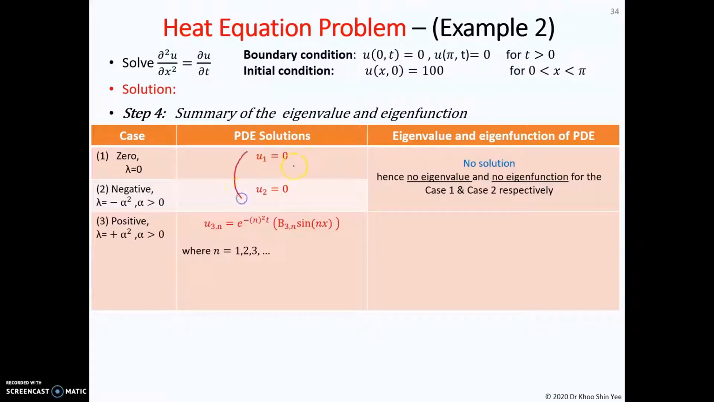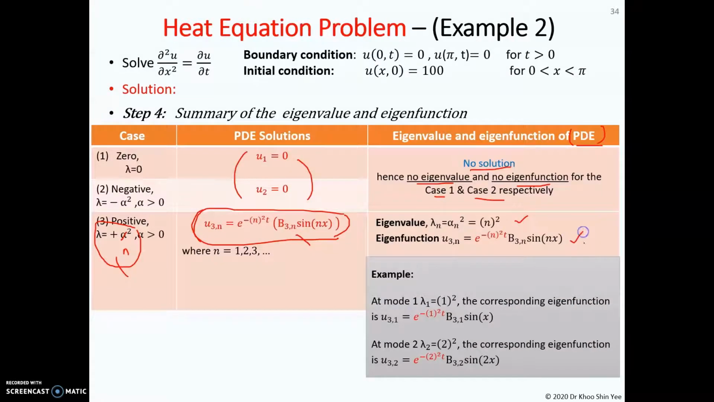Since you obtain the PDE solution equal to 0 for these two cases, therefore there is no solution in case 1 and case 2. No solution for the PDE means there is no eigenfunction and therefore there is no eigenvalue. And you obtain this PDE solution for the third case. And you have the alpha equal to n here. So lambda equal to n squared here is your eigenvalue. And the solution here to the differential equation, which is the PDE in this case, is called the eigenfunction. So this is your eigenvalue and eigenfunction.